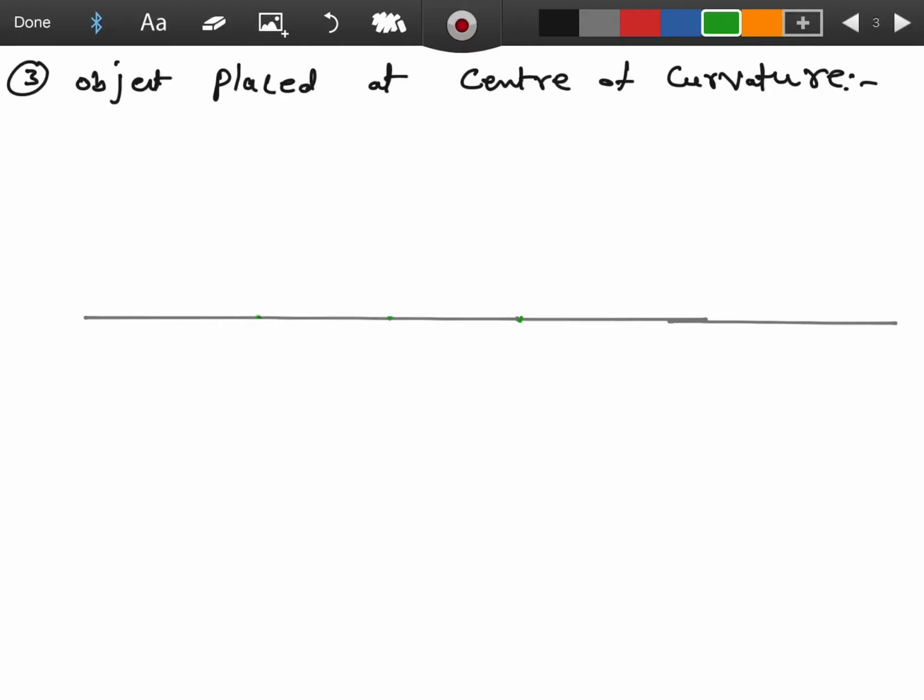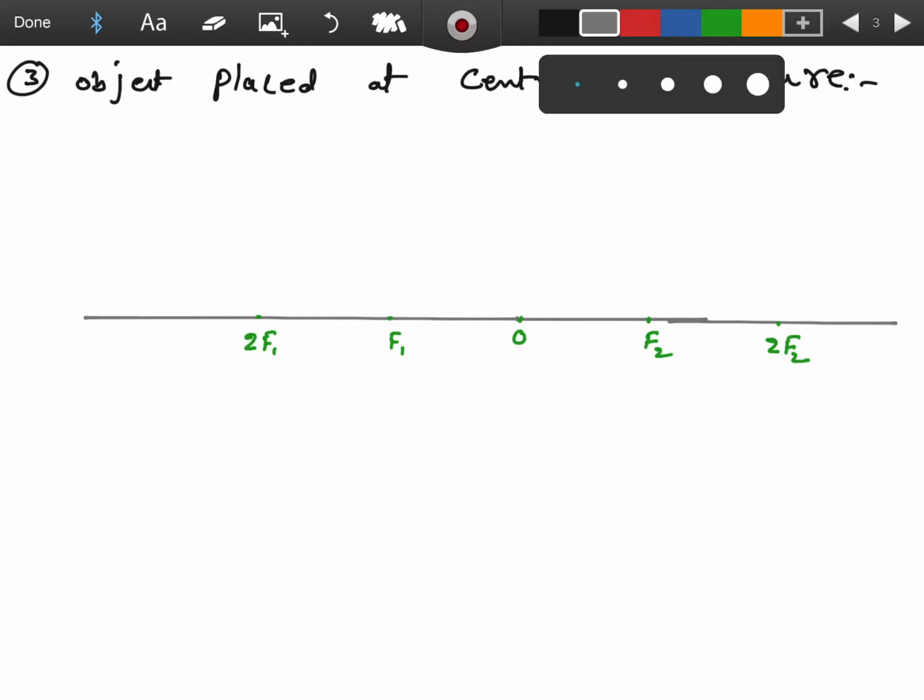Similarly, this is the other side focus, this is the other side center of curvature. This is optic center, F1 to F1, F2 to F2. After that, you draw the aperture. I am drawing.